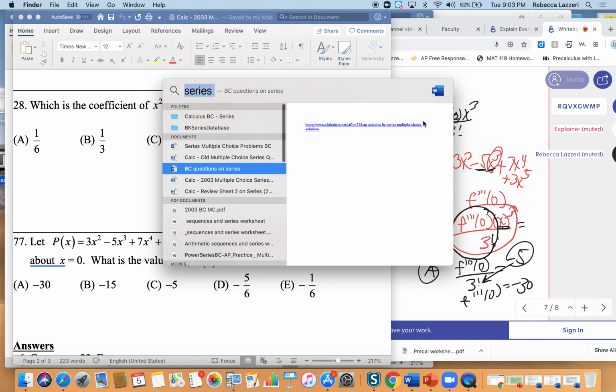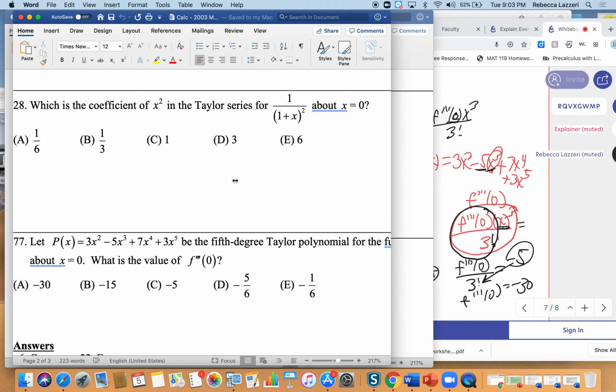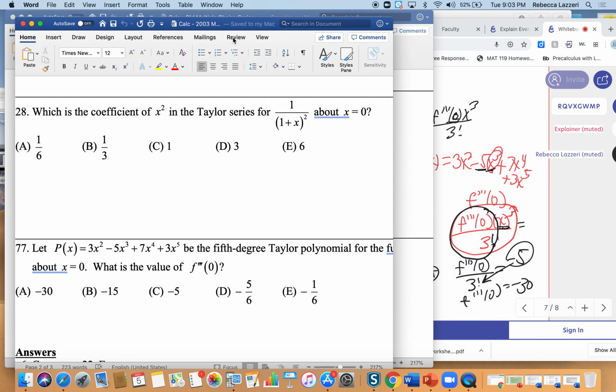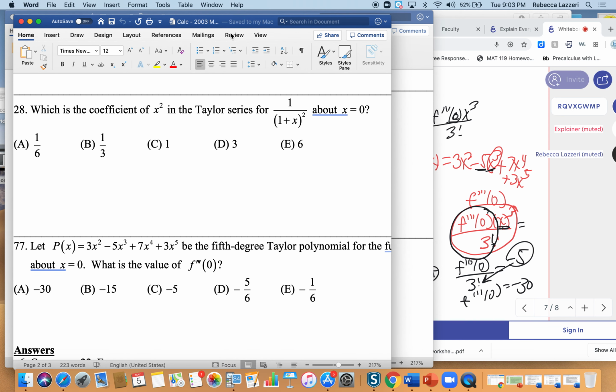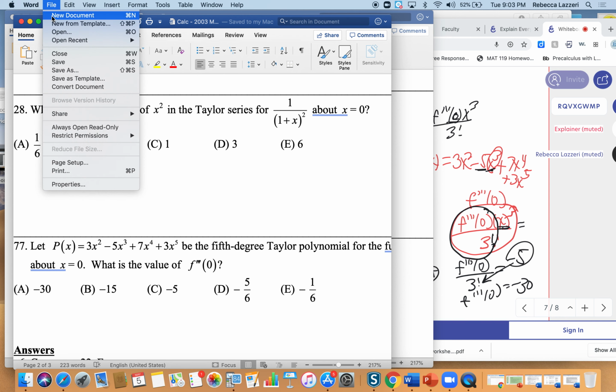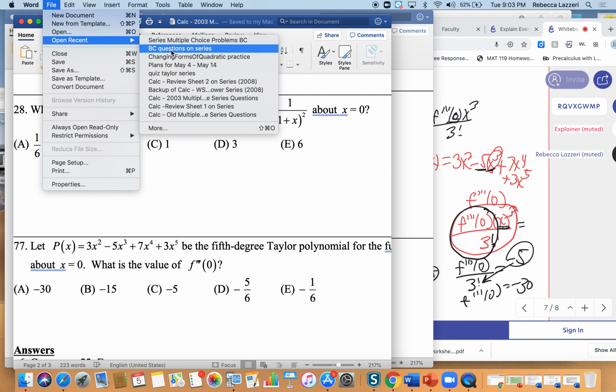Oh, I don't see it in my list. It's not coming up. Let me go in my Word docs. And it might be right behind it. Nope, that's not it either. So let me look at recents. Okay, maybe this is it. Oh, this is it.